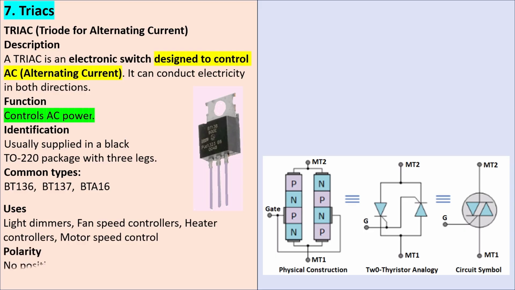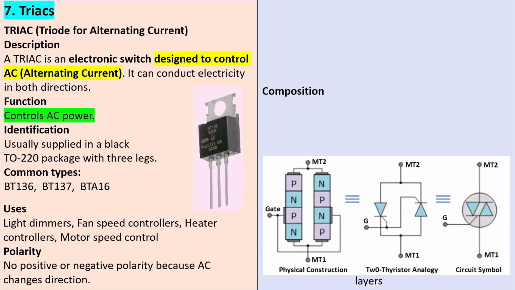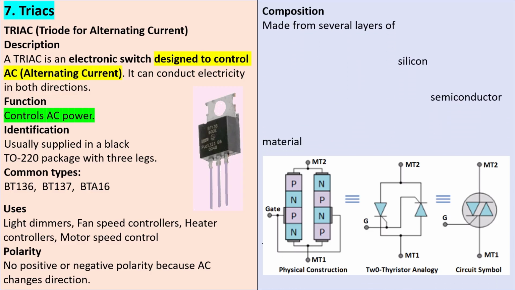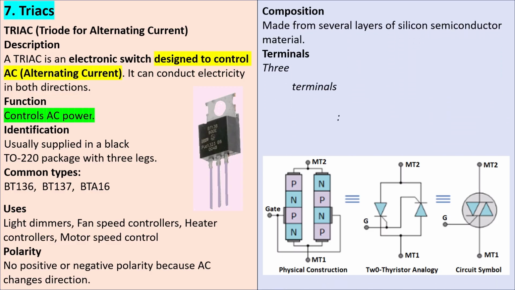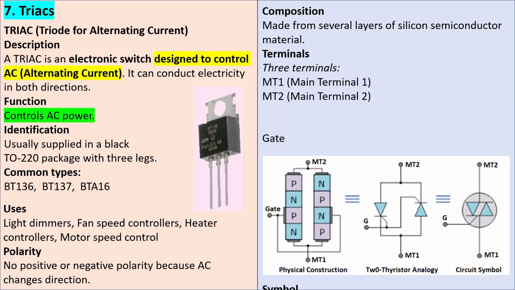Polarity: no positive or negative polarity because AC changes direction. Composition: made from several layers of silicon semiconductor materials. Terminals: 3 terminals, MT1, MT2, and gate. And there is the symbol.